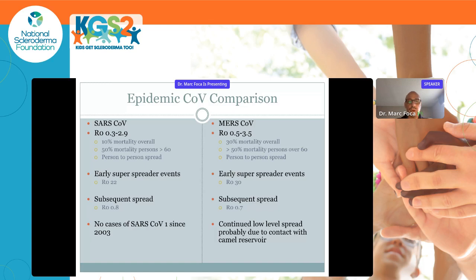Subsequent spread is much lower, and there have been no cases of SARS-CoV-1 since 2003. Again, for MERS, mortality is quite high, 30% overall, 50% in those over 60. And you can see that, again, subsequent spread is pretty low, and there's really very low level transmission, probably due to contact with the reservoir, which is the camel.